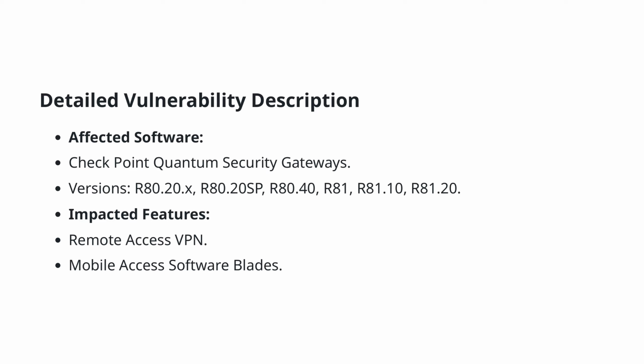Now, when it comes to the impacted features, the vulnerability affects two critical areas: remote access VPN and mobile access software blades. Understanding which aspects of the system are at risk is crucial for assessing the severity and potential spread of the exploit, which we will discuss in more detail in upcoming sections.